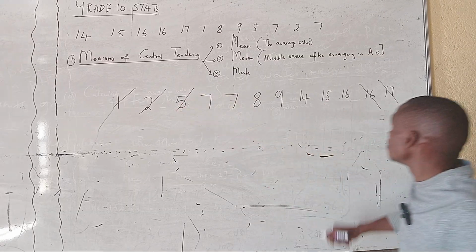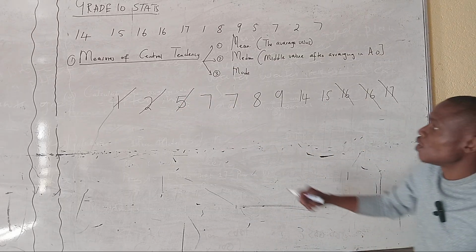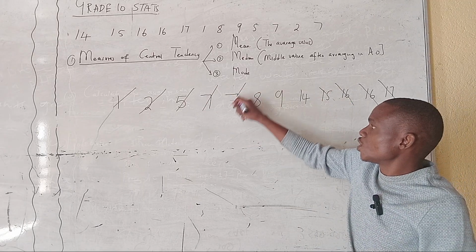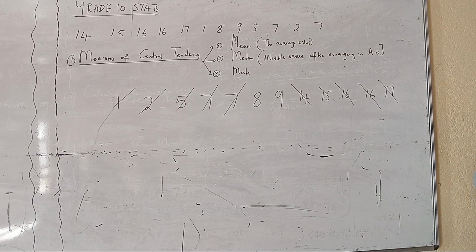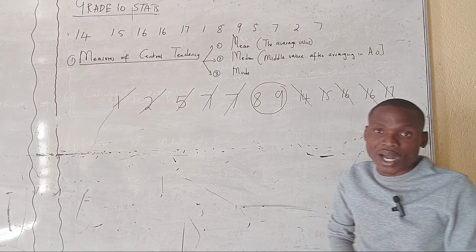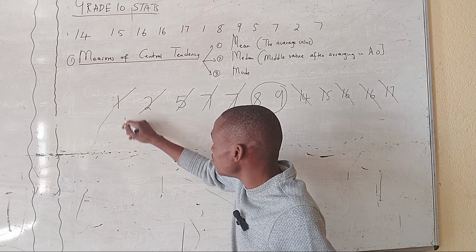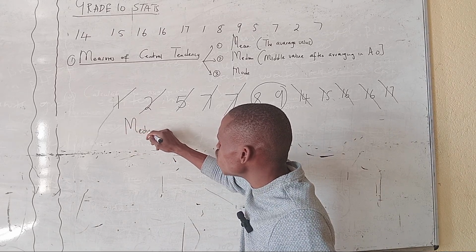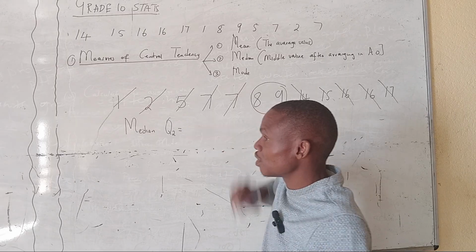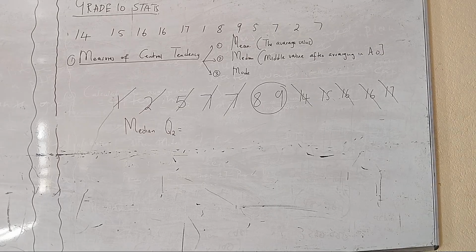Tick, tick, tick, tick, tick, tick. So we have got 2 guys in the middle, which is 8 and 9. So in this case, if you have got 2 guys in the middle, you add those 2 guys, you divide by what? By 2. So your median, which is also called Q2, come in.